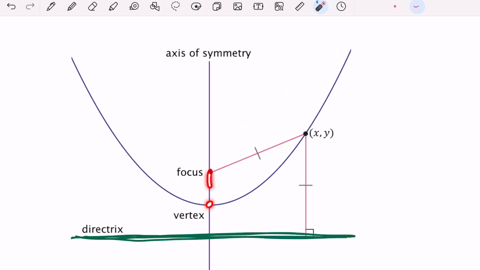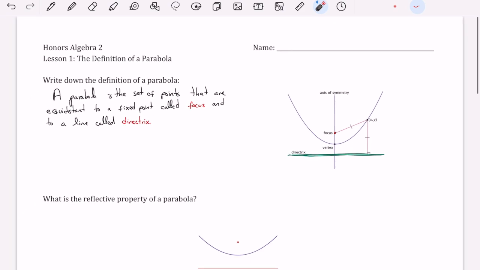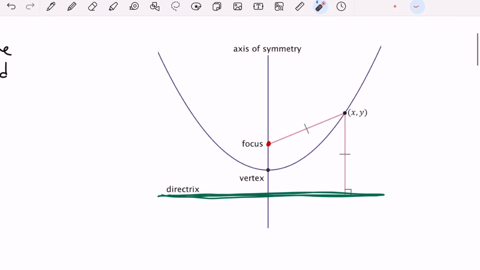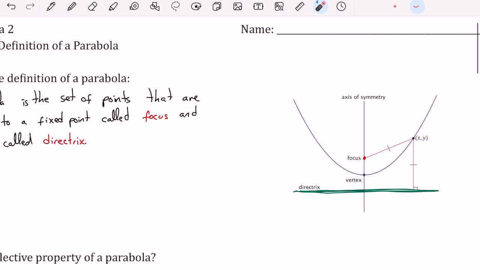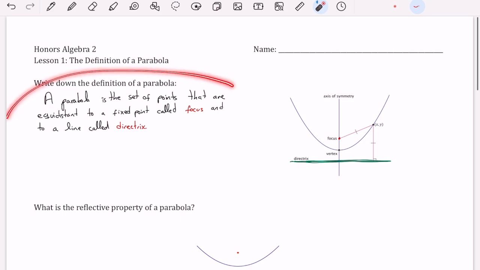Like the vertex is the closest point to the focus and to the directrix. Okay. The things that you already know from what we're gonna do right now is that we're gonna see how this definition and the previous definition that you already had from a parabola are the same.